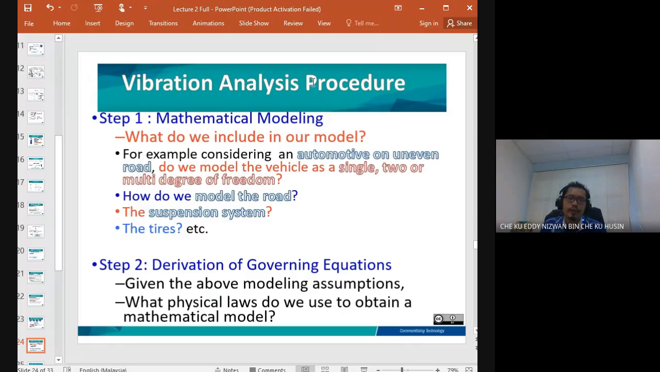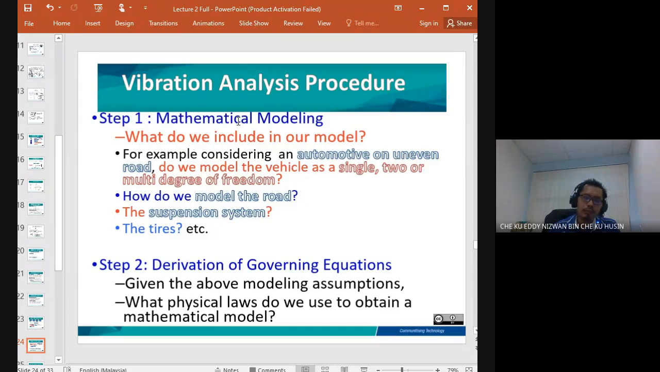Okay, so this is the first step. Mathematical modeling. So what you have to include in the model. For example, an automotive moving on uneven road surface. So we model the vehicle as a single, two, or multi-degree of freedom. So it depends. You have the system of interest. You want to model, is it a single degree, 2 degree, or multi-degree. It depends.